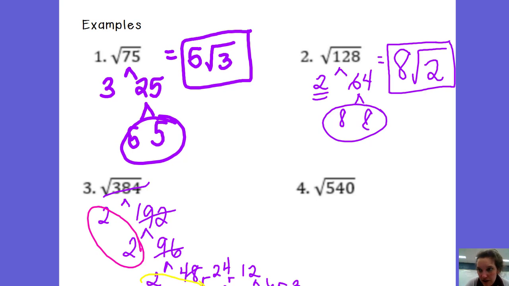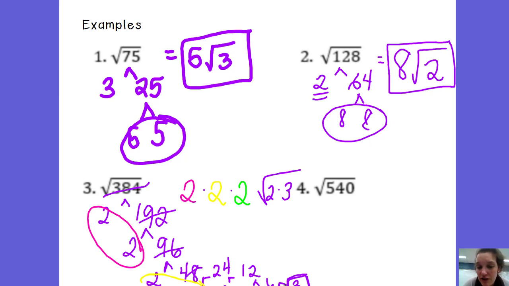So I have a pair of 2s, my pink pair of 2s, so I'm going to pull a 2 out. I have my yellow pair of 2s, so I'm going to pull another 2 out. I have my green pair of 2s, so I'm going to pull another 2 out. Then underneath the square root, I have a 2 and a 3. I have this 2 that doesn't have a buddy, and I have this 3 that doesn't have a buddy. So I'm going to multiply these 2s that I pulled out on the front, and I'm going to multiply these numbers that I kept inside.